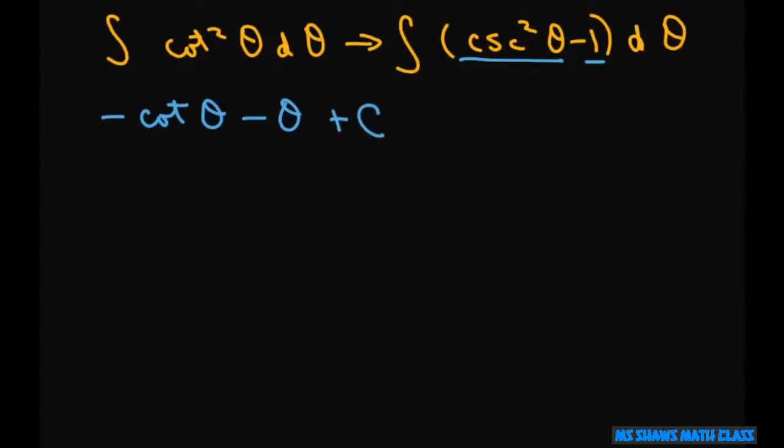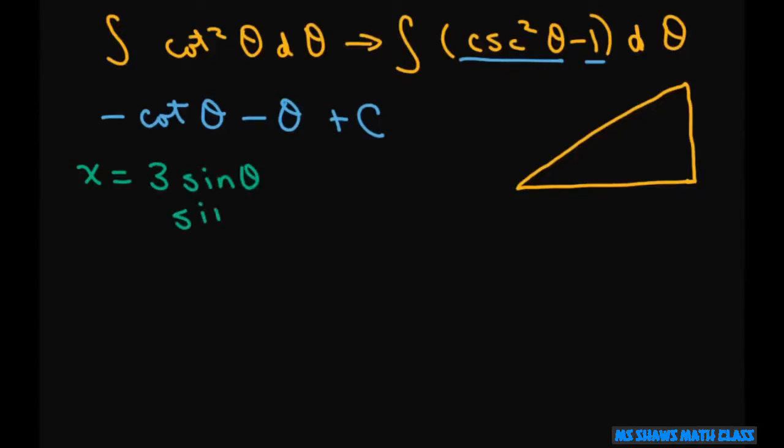Since this is an indefinite integral, we must return to the original variable x. So what we're going to do is use a diagram, a right triangle, and write this out. So let's recall what we did. We let x equal 3 sine of theta. So sine of theta equals x divided by 3. So I'm going to put my theta here. This is a right angle. So sine is opposite over hypotenuse, so this is going to be x divided by 3. So this is opposite, and this is your radius or your hypotenuse.